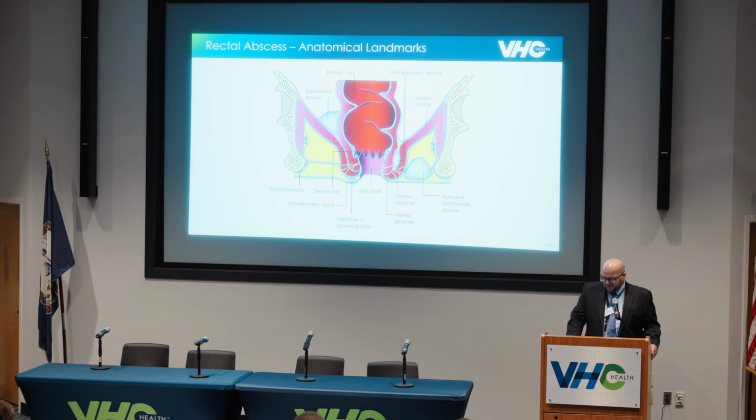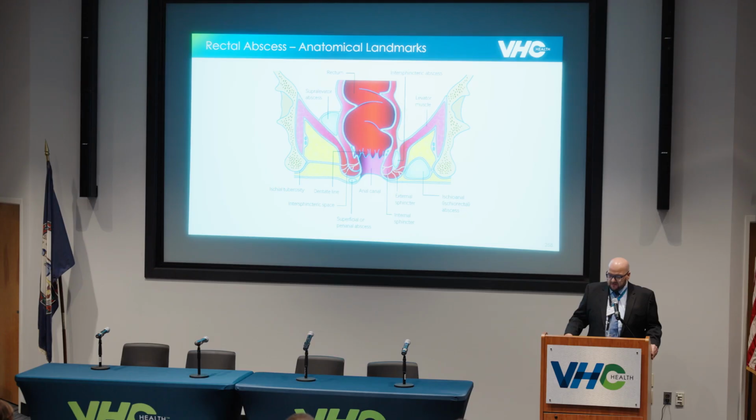All right, so a few landmarks about the rectal abscess, which is the first stage of the perirectal infection. So it's very important to define where the abscess is formed. So the most common are around the perianal area and the ischiorectal fossa, and less commonly in the intersphincteric space.